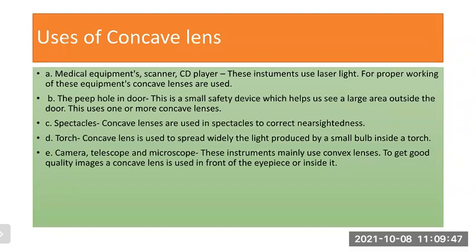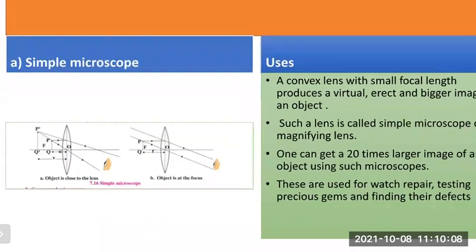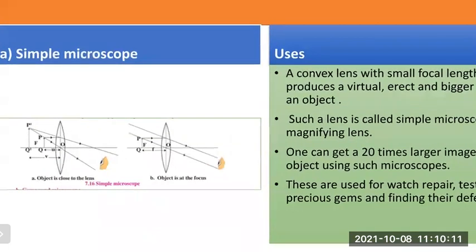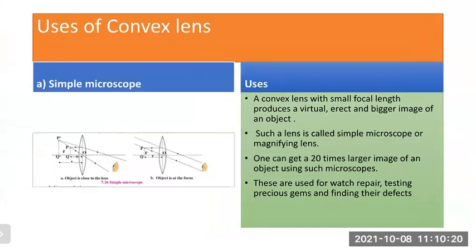Okay. Then after this, let us study the use of convex lens. So in that we have first, the simple microscope. Okay. So let us study about this. You can observe the ray diagram. A convex lens with small focal length. Here, a convex lens with small focal length produces a virtual, erect, and bigger image of an object. So we get a bigger image of an object.